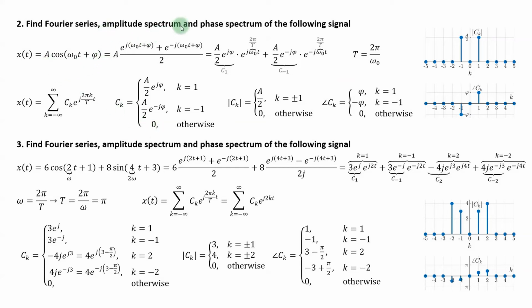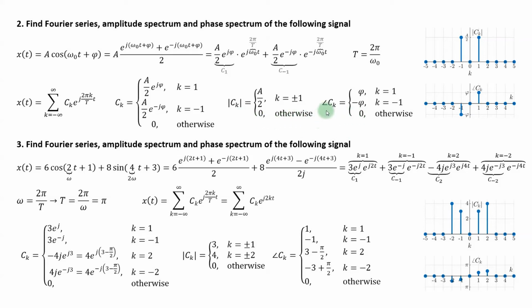Now what about the amplitude and the phase spectrum? Well, the magnitude of this and this is A over 2. So this is my amplitude spectrum for k plus minus 1. And because the magnitude of 0 is 0, my amplitude spectrum will be 0 when k is different from plus or minus 1. Now the phase spectrum. The phase of this is phi, that comes here. The phase of this is minus phi, that comes here. And the 0 can have any phase, so here I have chosen 0.